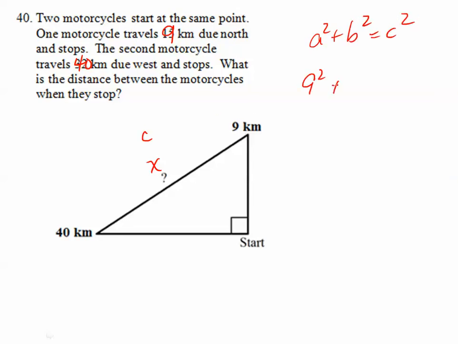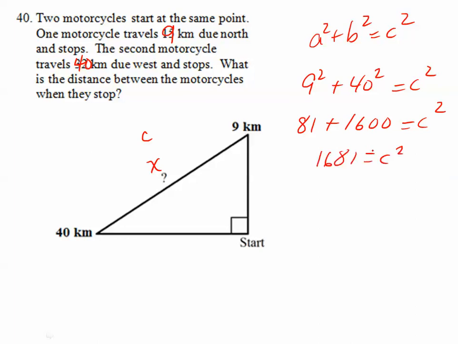So 9 squared plus 40 squared equals c squared. 81 plus 1600 equals c squared. 1681 equals c squared. Take the square root of both sides, and you get that c is equal to 41, and my units are kilometers.